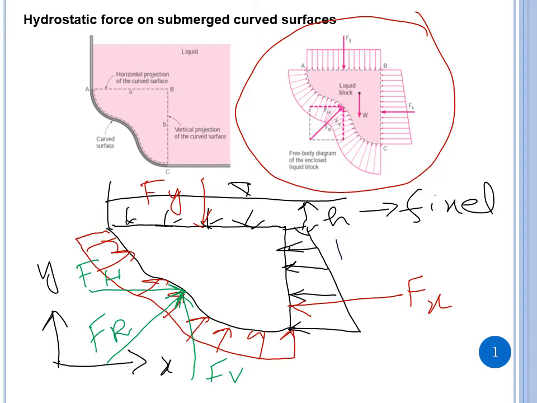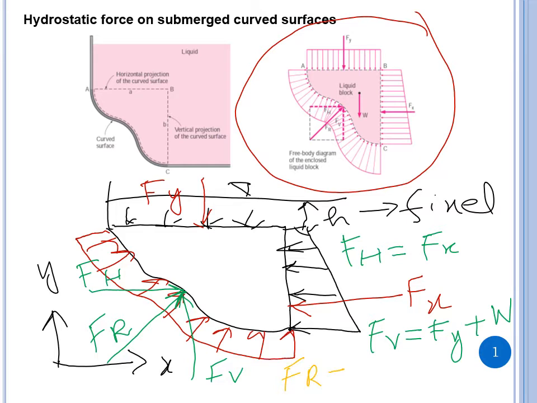Now this horizontal force FH is going to be equal to Fx, and FV is going to be equal to Fy plus W, and the resultant force FR is going to be simply the square root of FH squared plus FV squared.